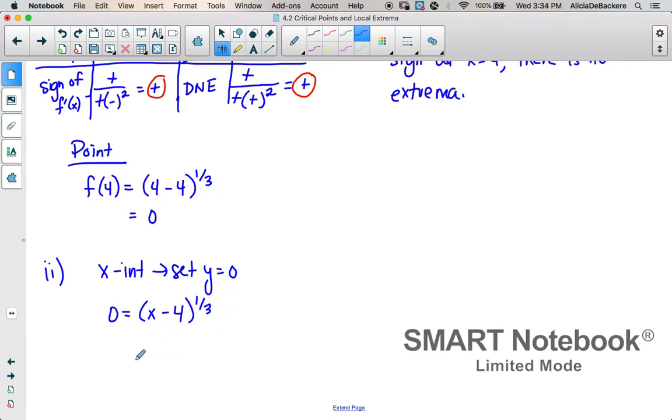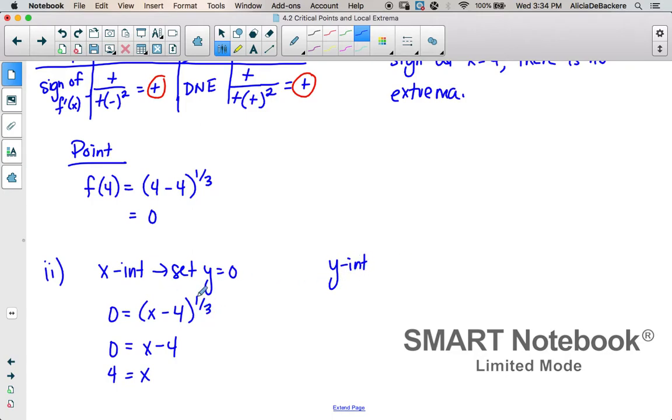And I bring the 1/3 over, it becomes 0 cubed on the other side, which is just 0. And x is equal to 4. Which we already knew, right? When we plugged in 4, we got a y value of 0. But there is only one of them. That's one of the things that we were looking for.